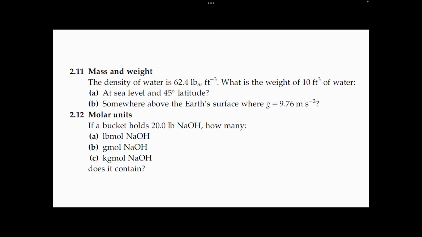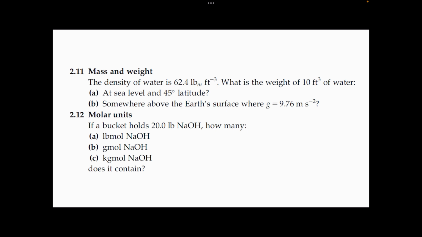The next problem, 2.11, is about mass and weight, the correlation between mass and weight. The density of water is 62.4 lbm per feet cube. What is the weight of 10 feet cube of water? Two cases: in the first case, at sea level and 45-degree latitude, and B, somewhere above the earth surface where gravitation g is equal to 9.76 meter per second square.